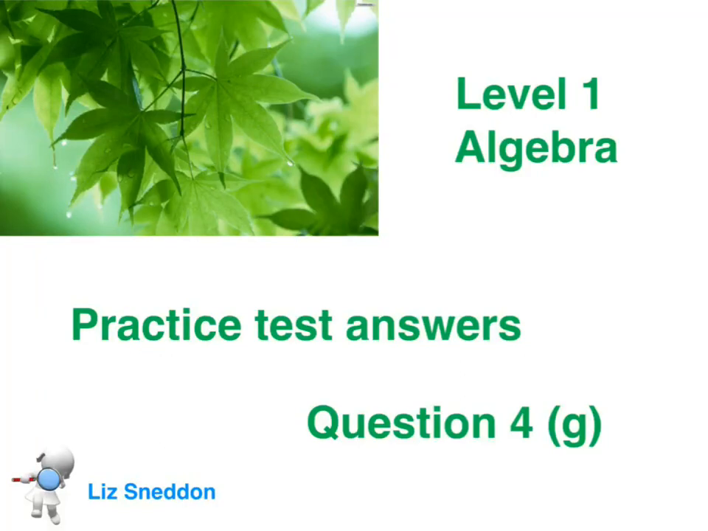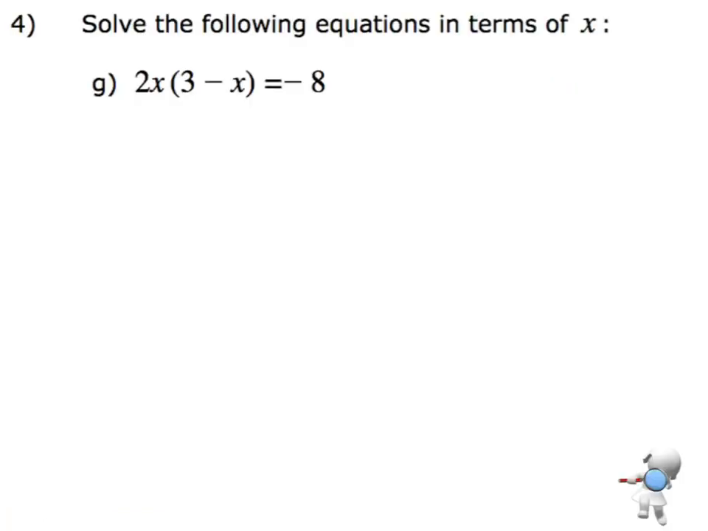Here's the answer for question 4G. So we want to solve this equation. What I notice is that I've got a set of brackets being multiplied, and if I think about expanding that bracket, that's going to give me an x squared term in there.